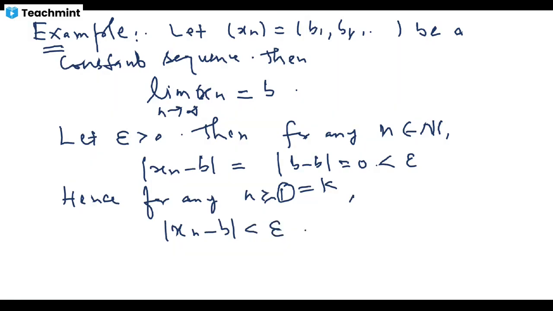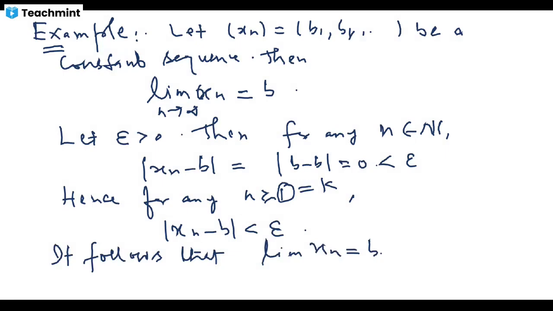And this epsilon was an arbitrary positive number. So this is true for every epsilon, and hence by the definition of the limit of a sequence, it follows that this sequence is a convergent sequence, and its limit is b. So one thing is true in general: a constant sequence is always a convergent sequence.